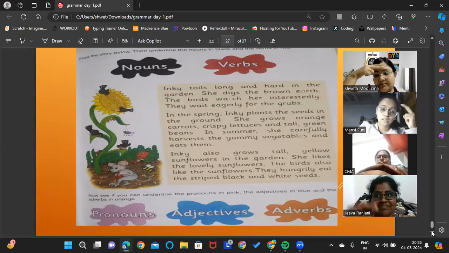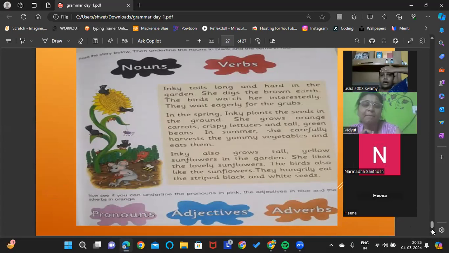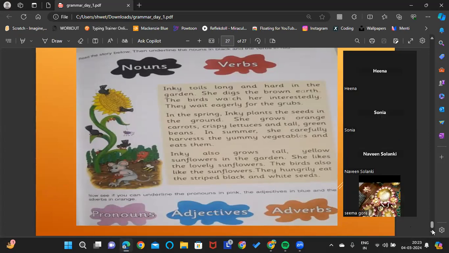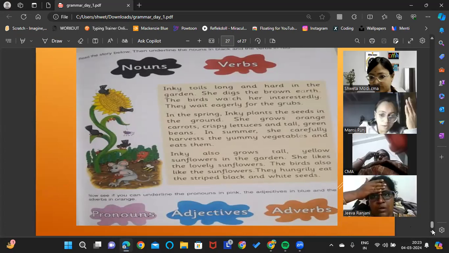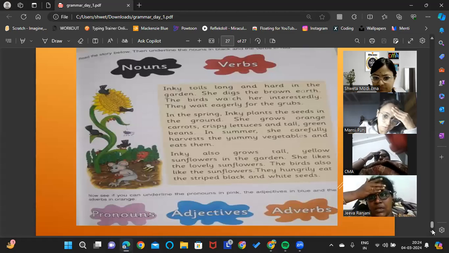Is it a proper noun or a common noun? Inky, proper noun. Garden, common noun. Earth, proper noun? Birds, common noun. Herbs, common noun.